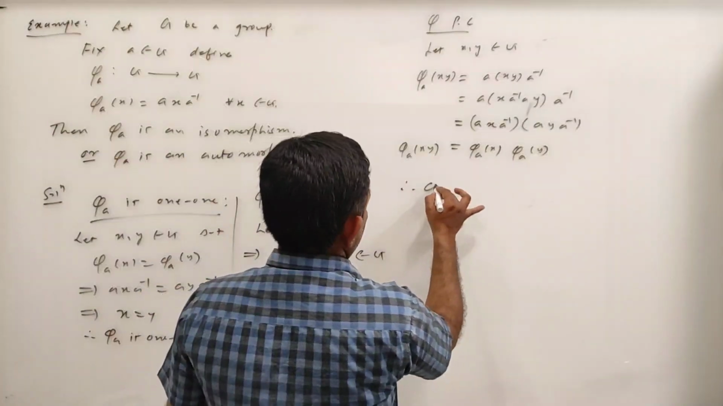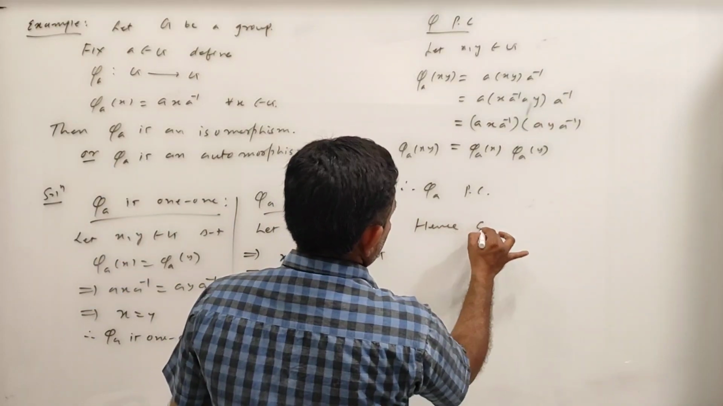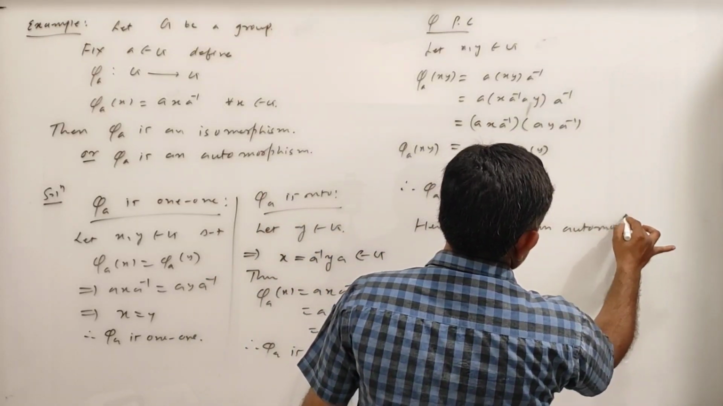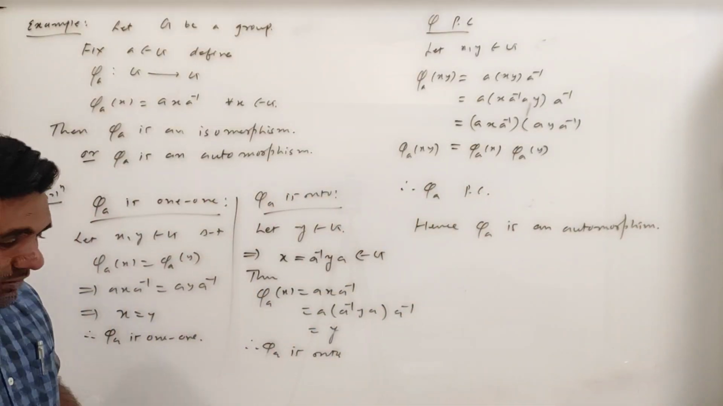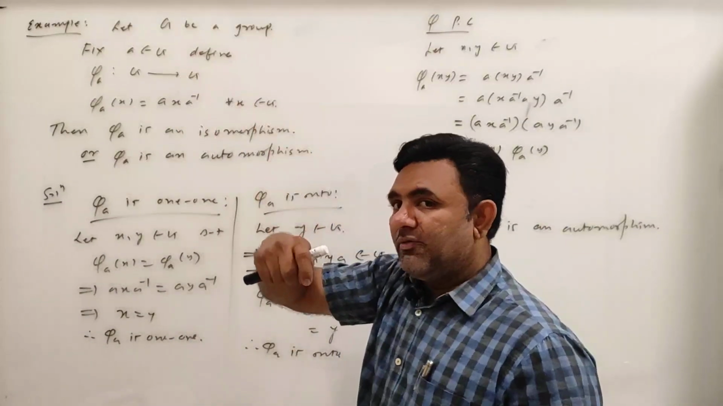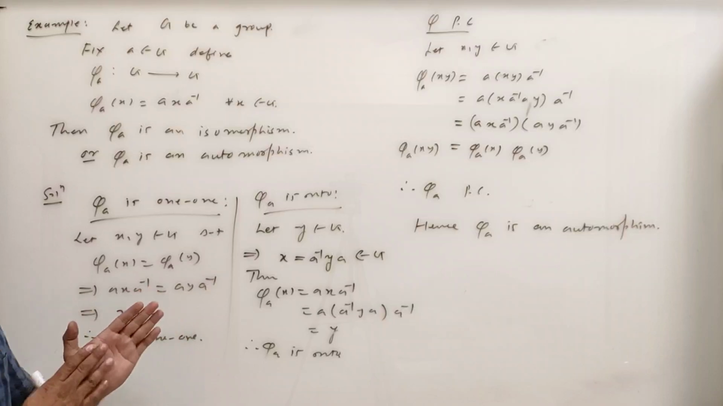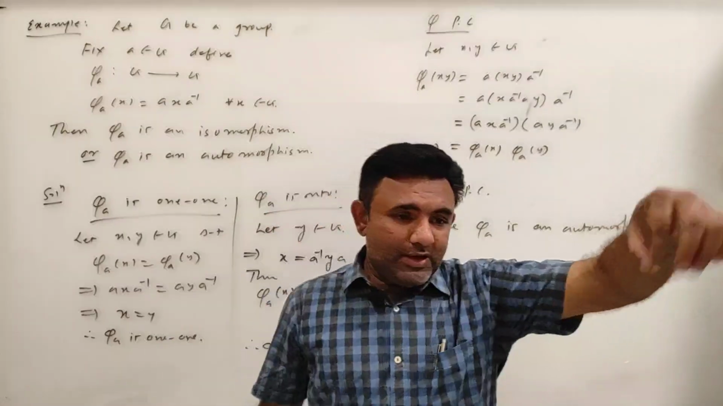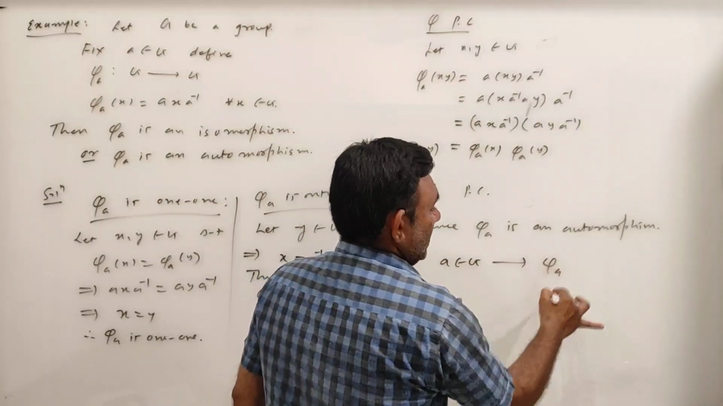So phi A preserves the composition, and hence phi A is an automorphism. See, so what happened here is that we took a group, fixed one element from it, then that element gives me an automorphism, that is an isomorphism from that group to itself. So for every element in the group, you consider A, then you have phi A. For A belongs to G, you have phi A, one automorphism.